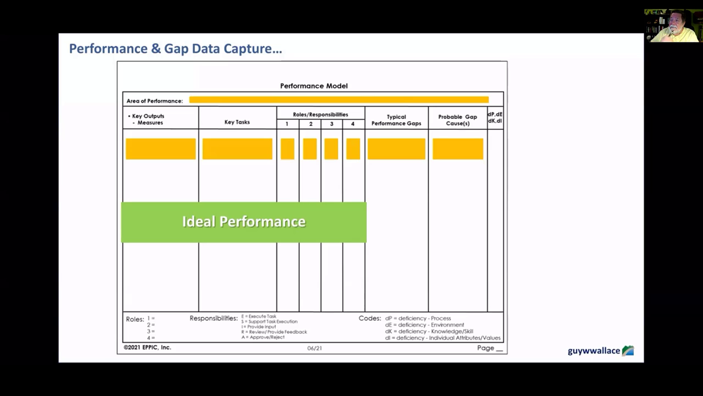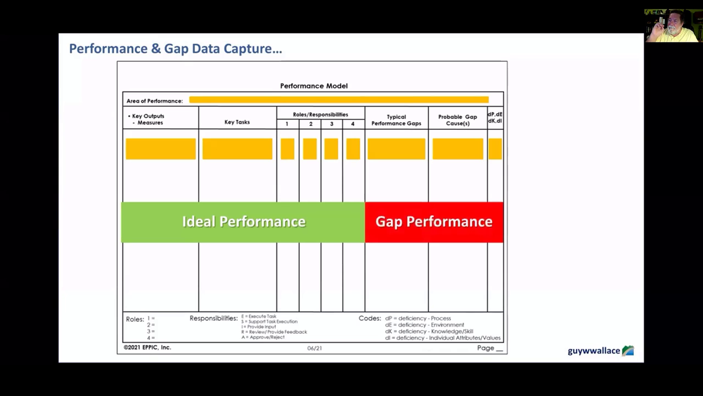And the last part of this then is that final column, and it helps me identify that probable gap cause. Was that a deficiency of the process, or deficiency of the environment, or deficiency of the knowledge and skills of the performers, or deficiency of the individual attributes and values? Because I'm trying to help my clients see that sometimes the gap is not due to a deficiency of knowledge and skills. So if we throw some training, some instruction, some learning at it, it ain't going to fix it.